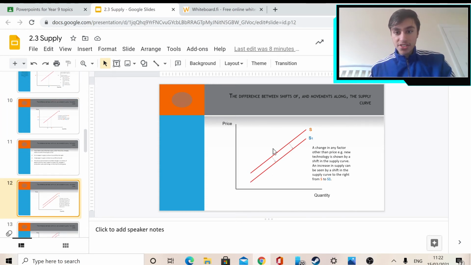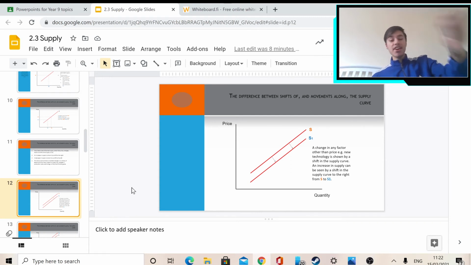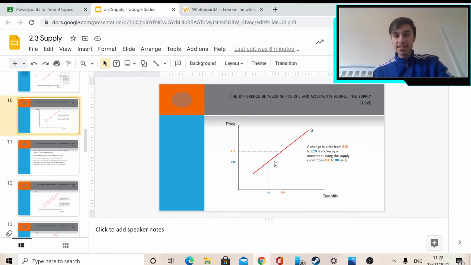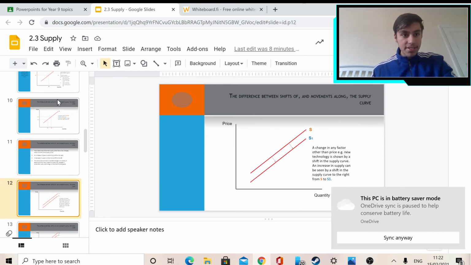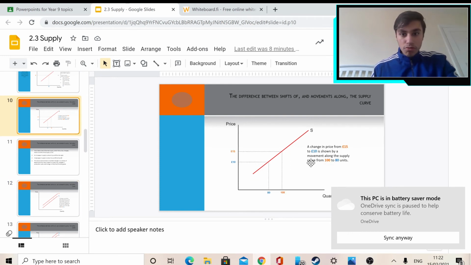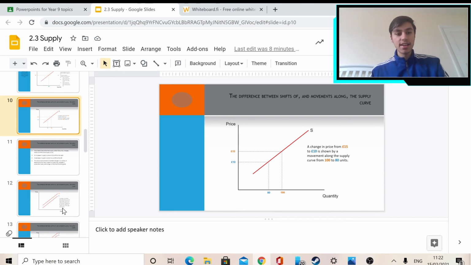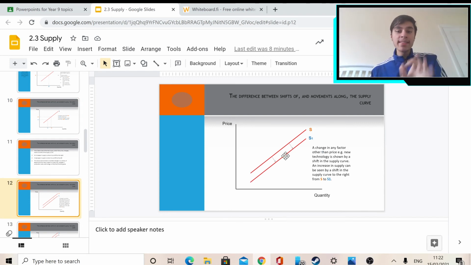Now this is a shift in supply curve. Again, if I give you an example, so what's the difference between shift and movement? So movement like this, let's say from 15 to 10, is just caused by price alone, nothing else. And this is caused by anything except price.